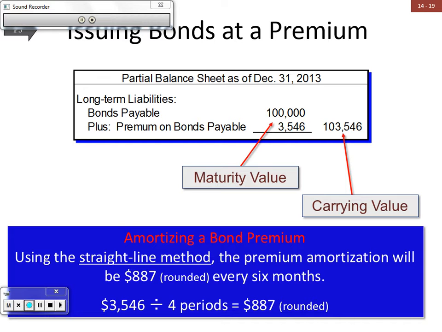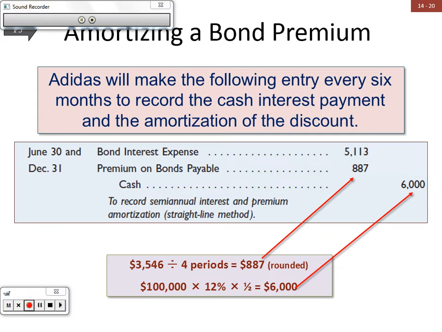So we're going to take our premium amount, $3,546, divided by 4 periods, which means 2 years, semi-annual payments, to get $887. It is still the same amount as that previous discount was, but this is now a premium. I'll show you what changed. So now, recording that first interest payment.